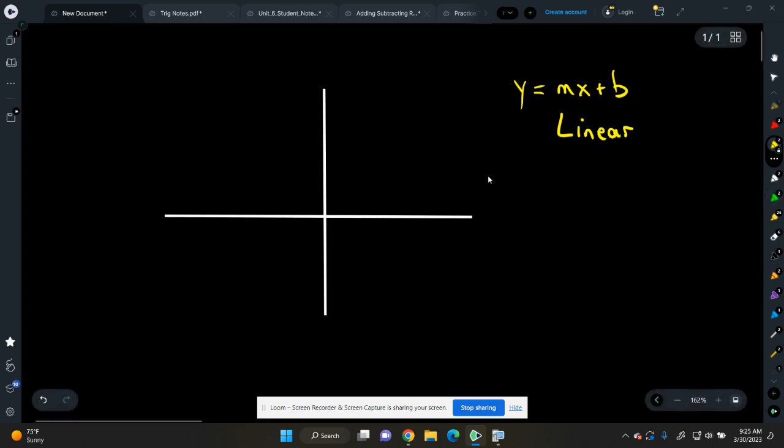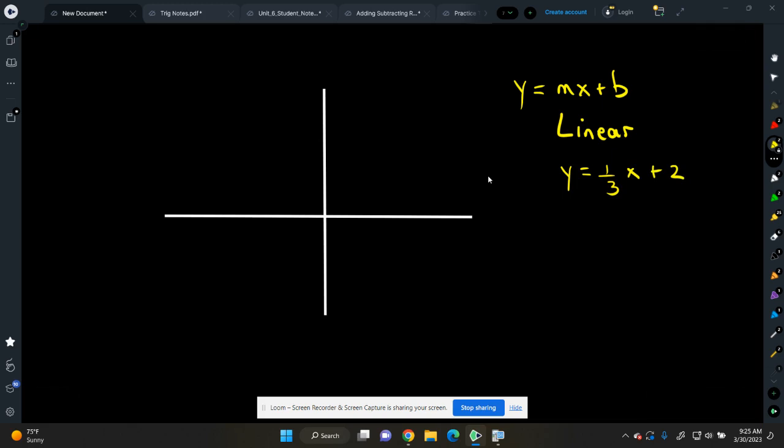So we know from before that if we have the equation y equals 1/3 x plus 2, this is just a refresher of what we've done before. We can graph this very easily because we know that the slope, which is m, is 1/3, and the y-intercept is 2. So we would go to our graph.